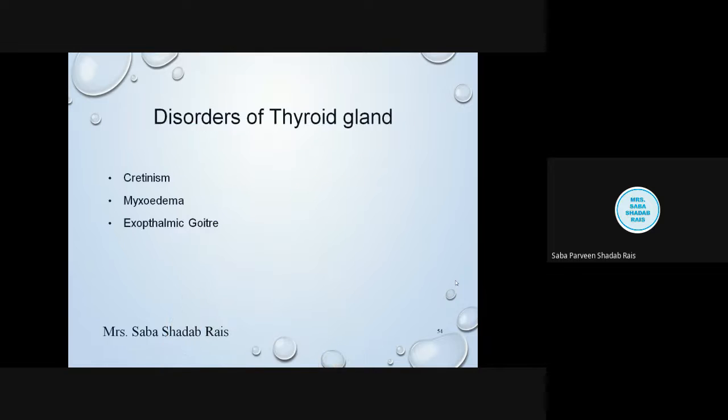Next, we will be talking about the disorders of the thyroid gland. We discussed that there are three disorders related to the thyroid gland. First are cretinism and myxedema, which are related to the thyroxine hormone. Cretinism is the disorder which occurs in babies, or you can say young children, and myxedema is related to adults. And exophthalmic goiter is the hypersecretion. So the first two are hyposecretion and the last is hypersecretion of the thyroid hormone, that is thyroxine.